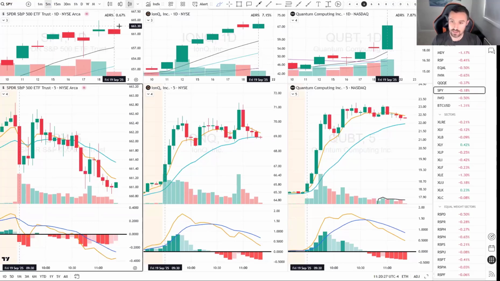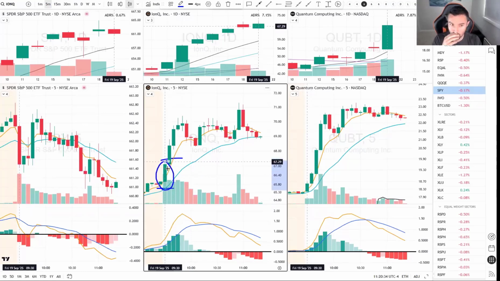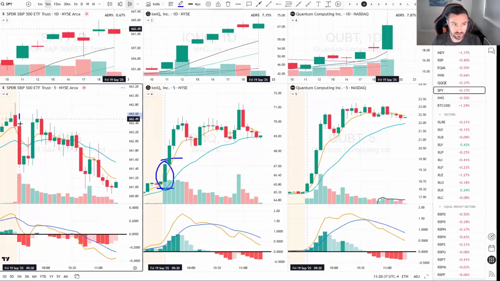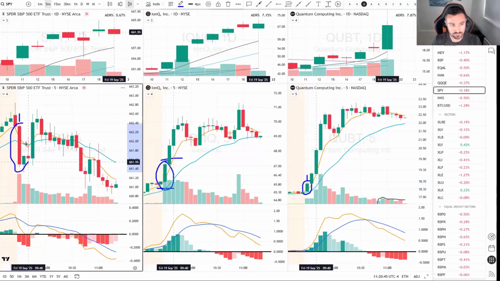We're now going to be looking at the SPY just as a broad market index, to compare the strength against. If you take a look at IONQ, what do you see? It's the same thing that we were just talking about. Strong bar. So this is the bar to look for, and it's doing it relative to this. Take a look at QBT as well. It's doing this relative to the SPY doing this.